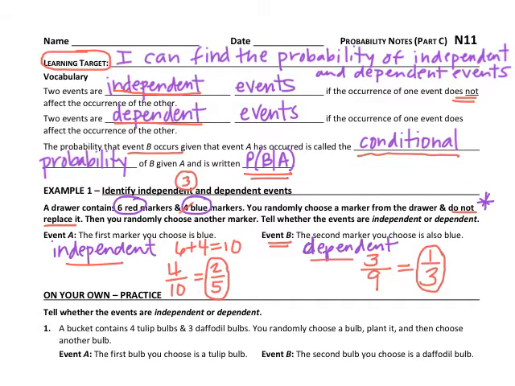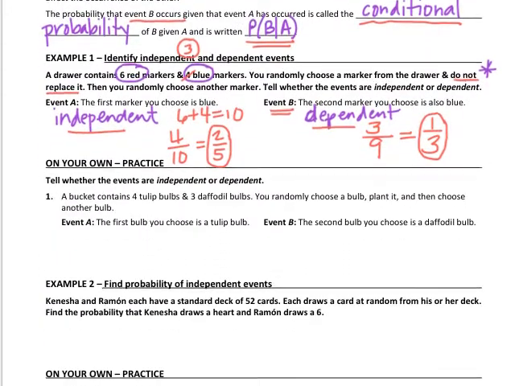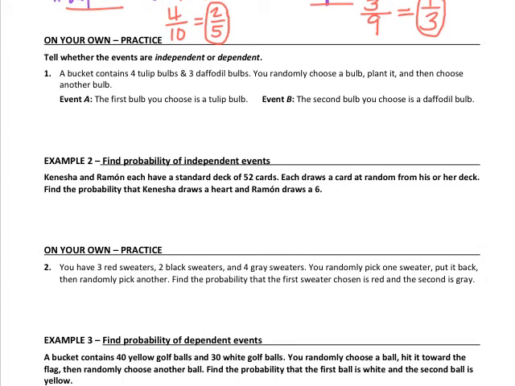And when you're working on the practice problem, make sure that you're thinking about whether you are replacing it or not replacing it. So let's read through that question real quick. It says a bucket contains 4 tulip bulbs and 3 daffodil bulbs. You randomly choose a bulb, you plant it, and then you choose another bulb. So is the first event independent or dependent? And is the second event, event B, dependent or independent? If you plant it, then are you putting it back in the bucket? Probably not, right? So you're planting it and you're not replacing it. So just remember, when you're not replacing something, that's going to change the total number of bulbs in the bucket.